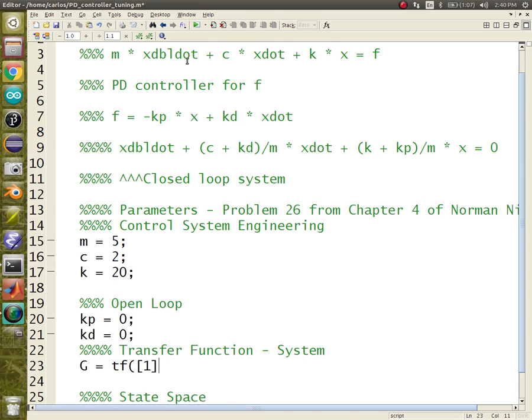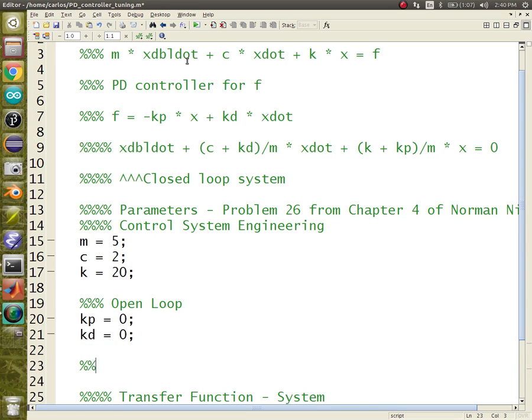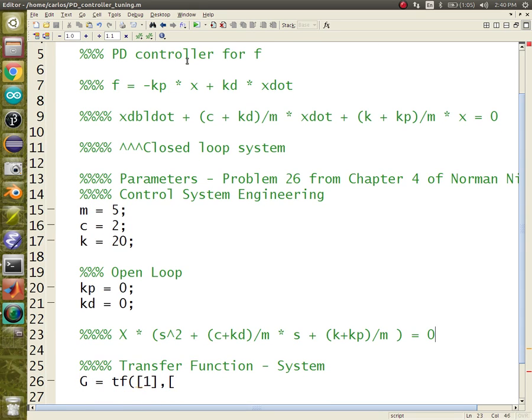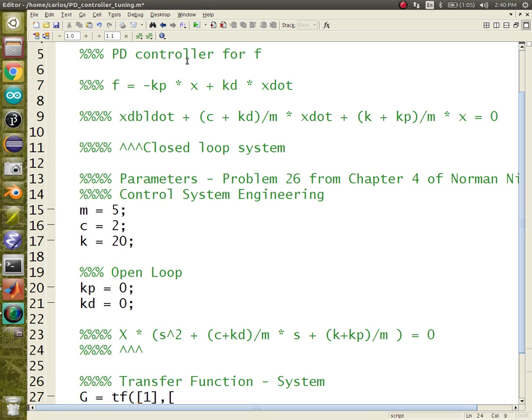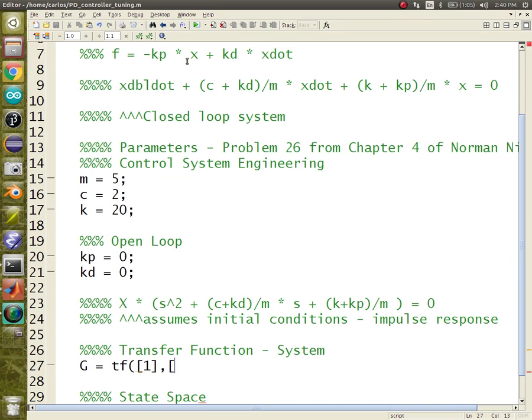I'm going to just have a gain of 1 for now, and then if we take the Laplace of both sides, we're going to get big X times s squared plus c plus kd over m times s plus k plus kp over m, just like that, equals 0. And so you might think that x equals 0, but this Laplace transfer function assumes initial conditions are 0. And it also assumes that it's an impulse response. But I'm going to hit this thing with a step response, so that'll go away.